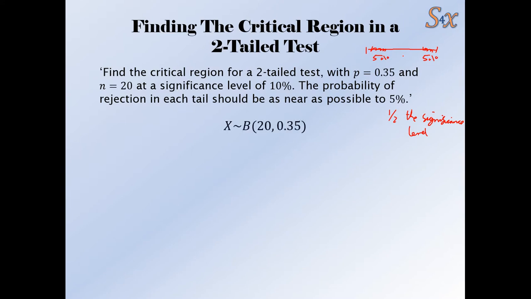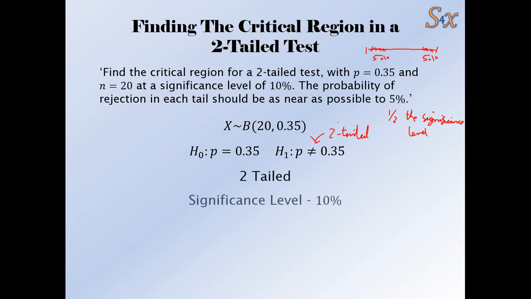Write down your distribution and the hypotheses. Now, we've actually been told that it's a two-tailed test, so it must be a not equal to sign. Because it's two-tailed, it must be a not equals to. That's the only way you get a two-tailed test. Otherwise, we'd have a less than or a more than sign. It would be one-tailed. And we said the significance level is 10%.